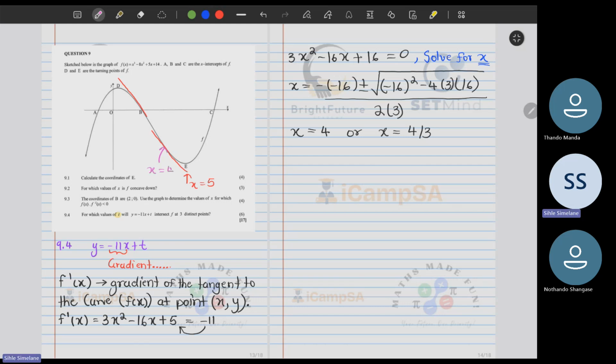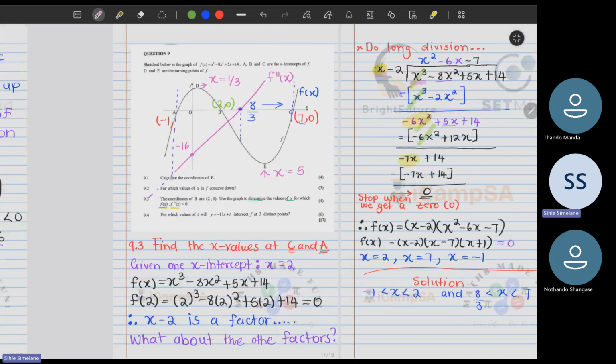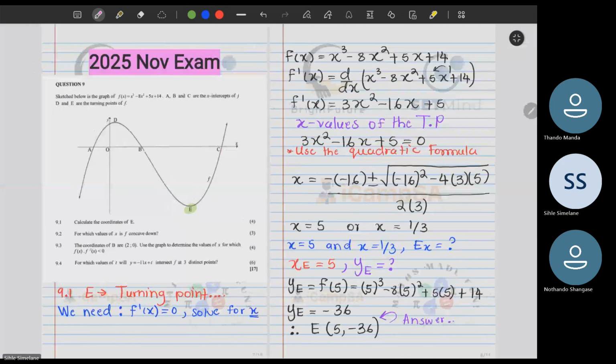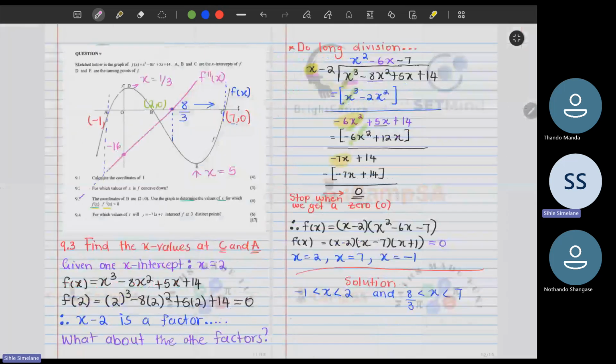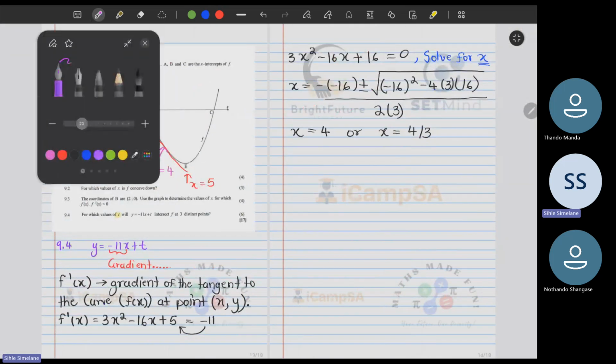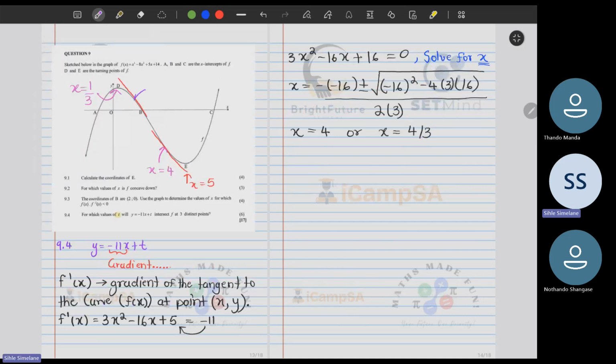So the x is 4 is somewhere here. And remember that turning point there at D, that one was that x is, I think it was 1 over 3. Let me just double check. Where is the other turning point? X is 1 over 3, that's correct. But if you look at what we found, 4 over 3, which is just slightly to the right, which is here. X is 4 over 3.